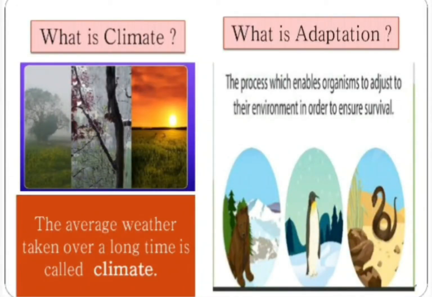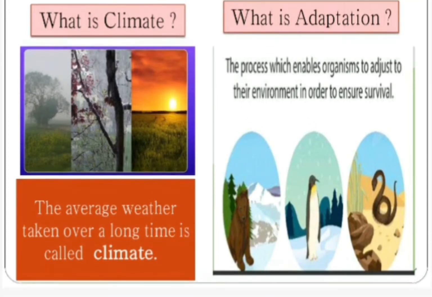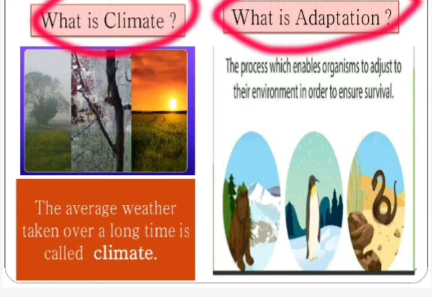Next point is climate and adaptation. First, climate. Climate has a profound effect on all living organisms. The average weather taken over a long time is called climate. Next, adaptation.